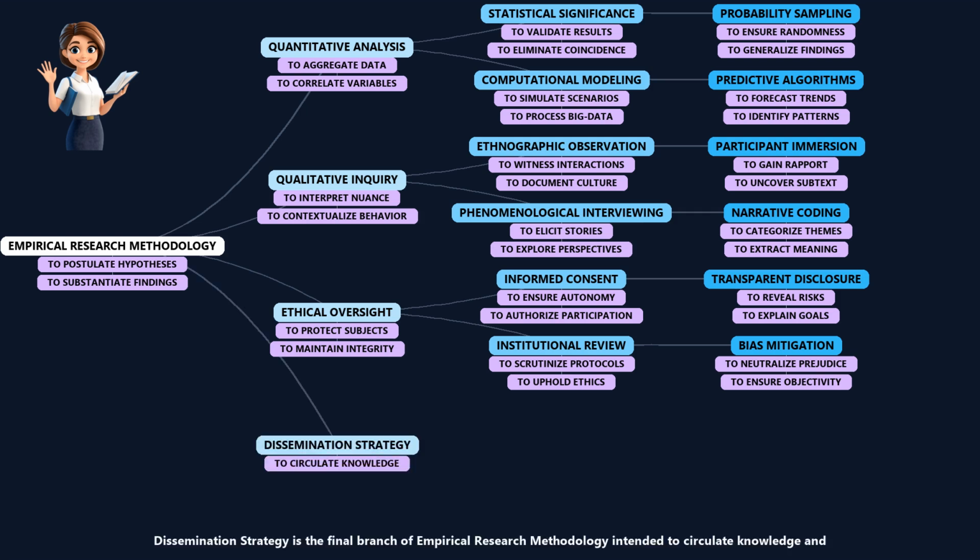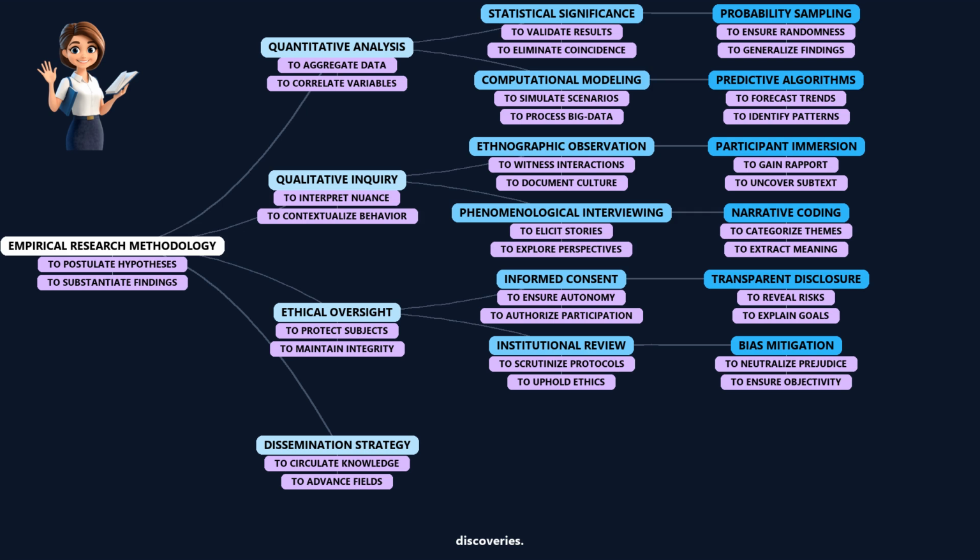Dissemination strategy. Dissemination strategy is the final branch of empirical research methodology intended to circulate knowledge and advance fields. Effectively, we are sharing what we learned so other people can use our discoveries.